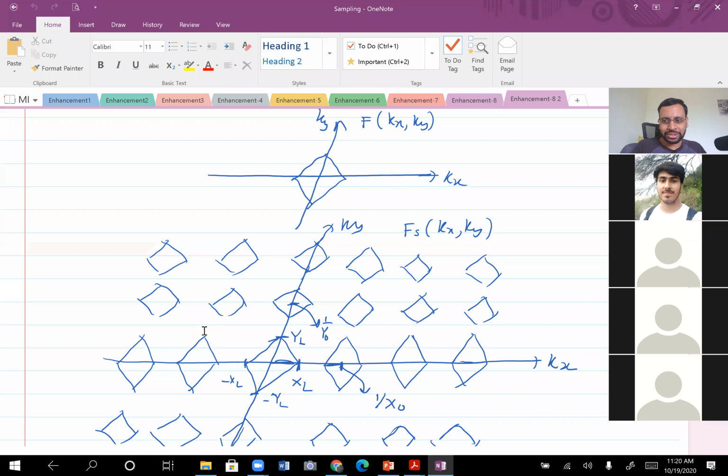Yes, sir. Even if the weights along y change, we can't ultimately recover the original signal anyway, right? That's right. So that is why we should not be having any aliasing happening in any of the directions. It should be aliasing free in both directions. Yes, sir. Got it. Hope that explanation makes sense.